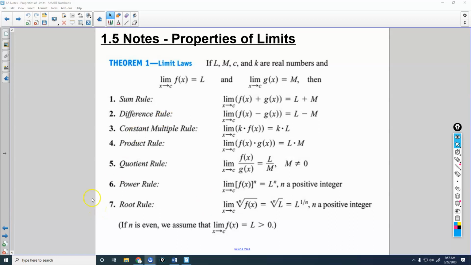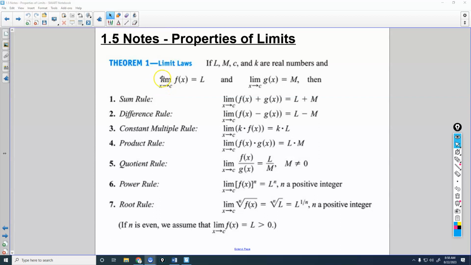Okay, so we have here, I just copied this from your textbook. This is just a list of properties of limits that you guys have there. There's also a warm-up problem, but we didn't do that one. I wanted to do something different, because you guys don't have the 89 calculators yet.